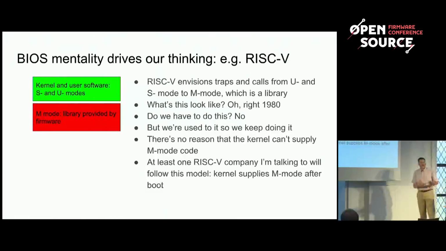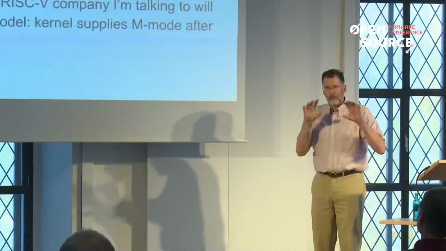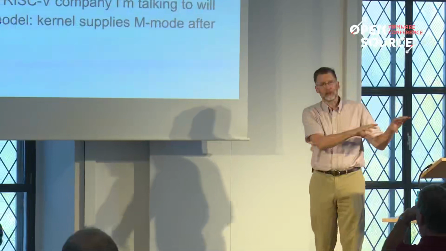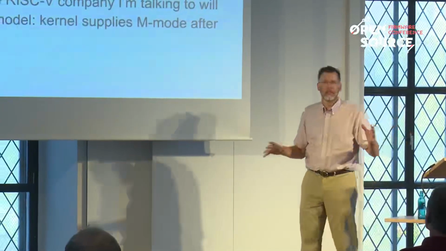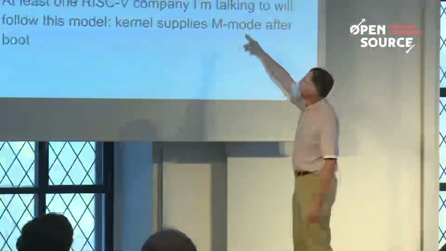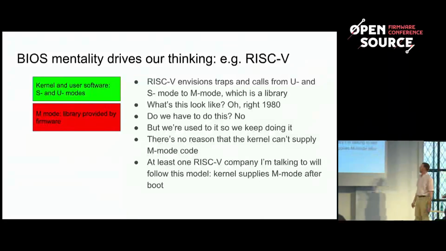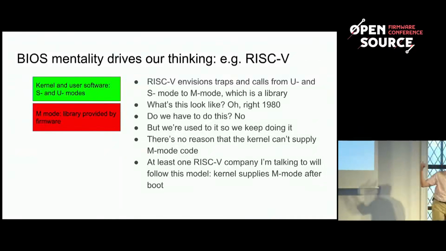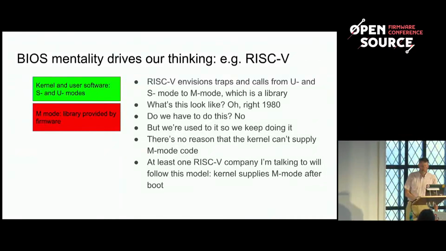It's just the way we think about it, because that's how we think about everything, right? Firmware is permanent. It has a higher privilege than anything. It's the root of trust. And the only problem with all that is it's wrong because we can't trust it. So we have an untrustable root of trust. Now, I'm talking to one RISC-V company that's working with someone I know in DOE. They're not going to do that. In their RISC-V implementation, the M-mode code will be supplied by the kernel, not the firmware.